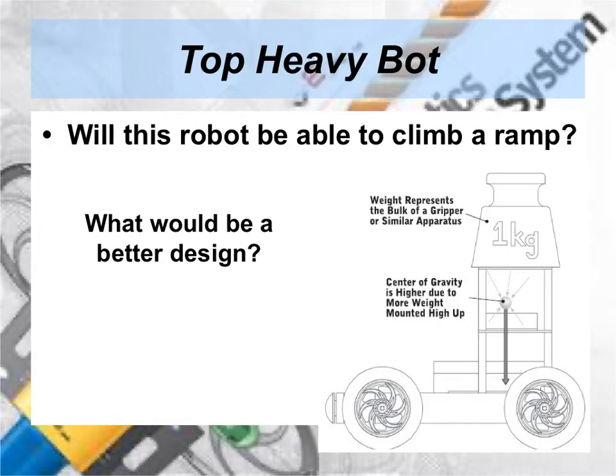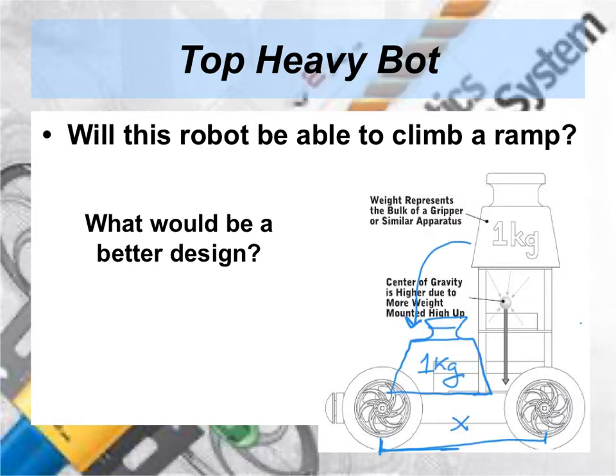Take a look at the robot in the diagram. Do you think this robot would be able to climb up a ramp? What would be a better design for this robot that would improve its stability and center of gravity? One idea to improve the design of this robot is to take the 1 kilogram weight and move it so it's above the support polygon of the robot.